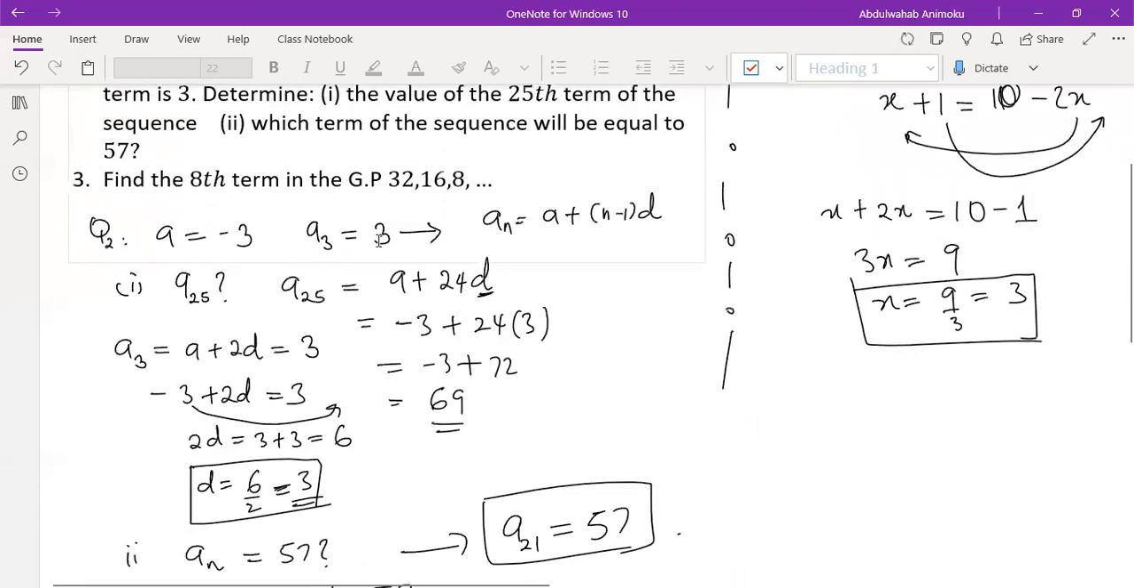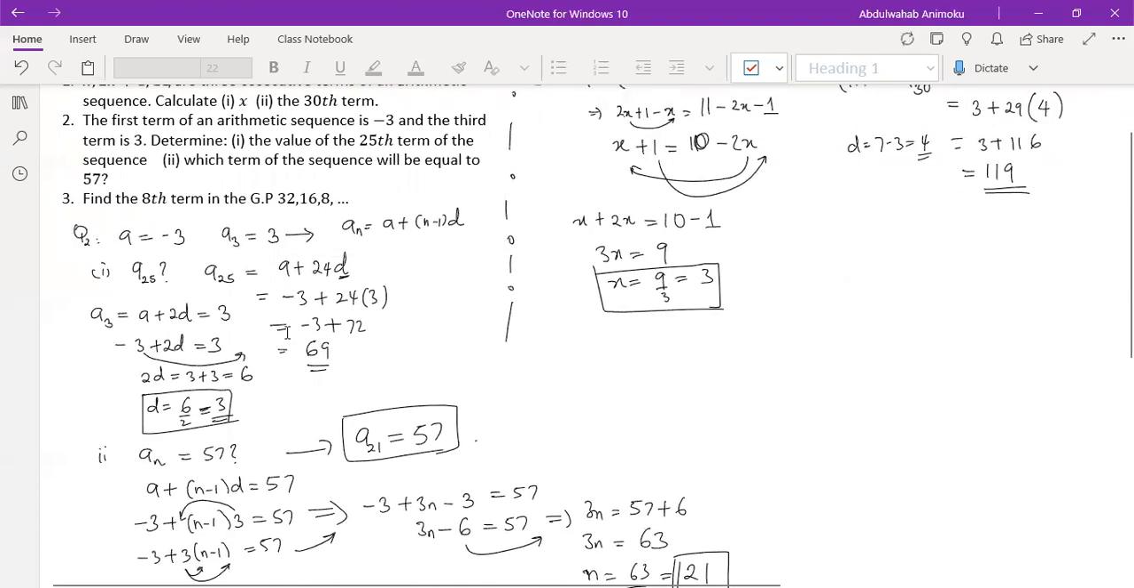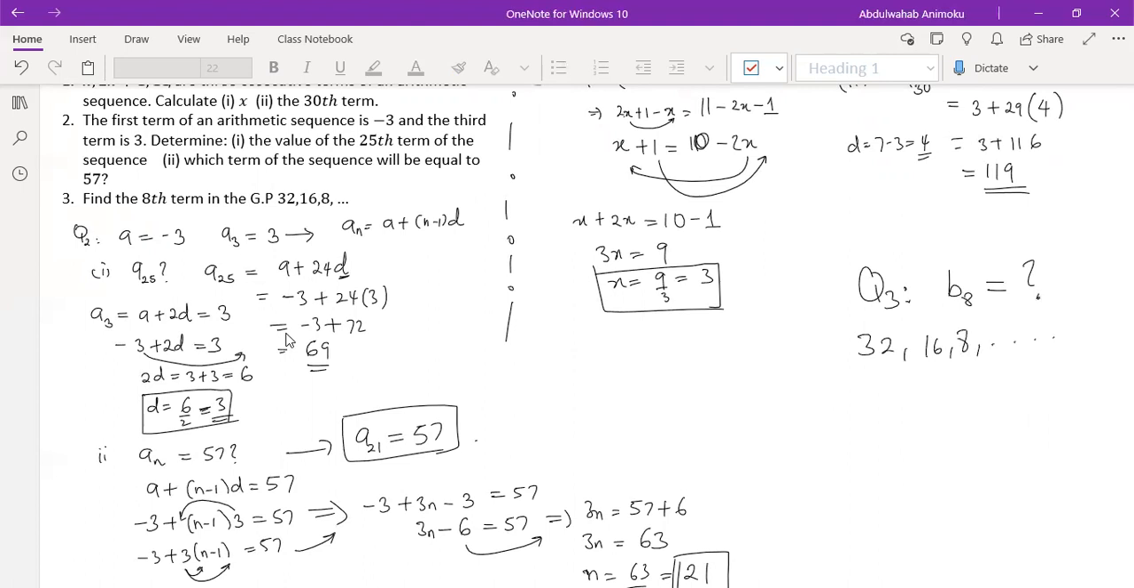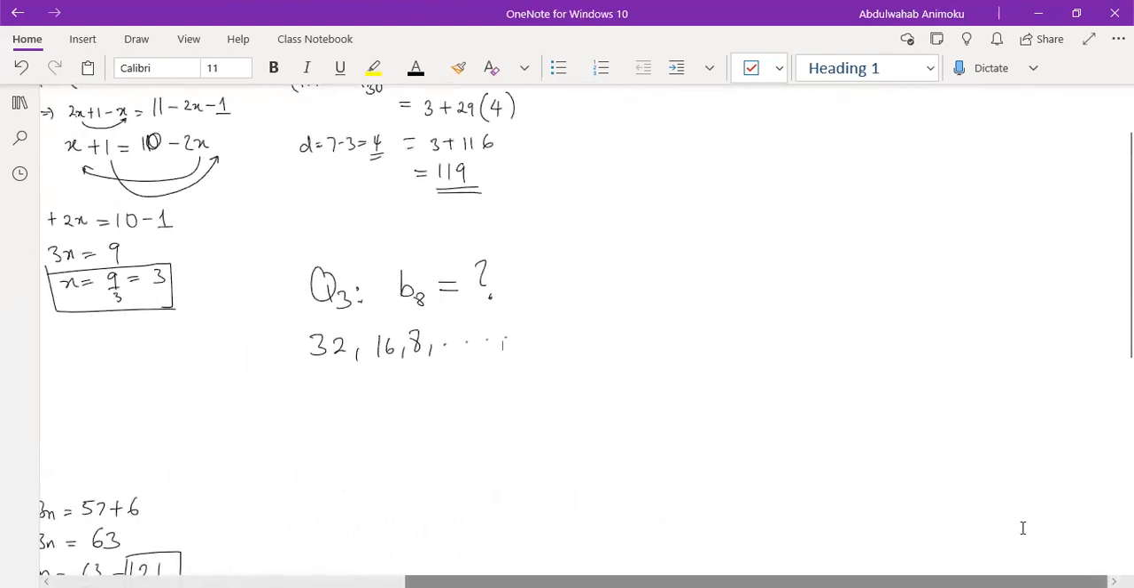Now let's move to the third one, so let's do it here in this space. The third question is, we are looking for the 8th term of a geometric progression. Another name for geometric sequence is geometric progression. So remember, we're using B to represent geometric progression terms. So we have B8 is what you are looking for. And the sequence is given as this. The question is, can we find B8?